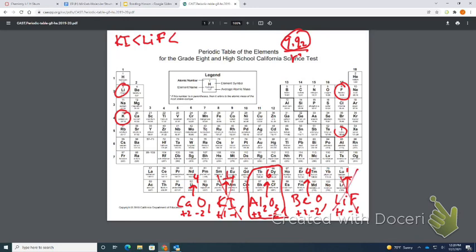Now let's take a look at BeO and CaO. So BeO is right here. And then CaO, well, they both have O, but you can see Ca is bigger than Be, right? So that means that BeO has a higher lattice energy. So it'd be CaO, BeO a little bigger, and then followed by Al2O3.